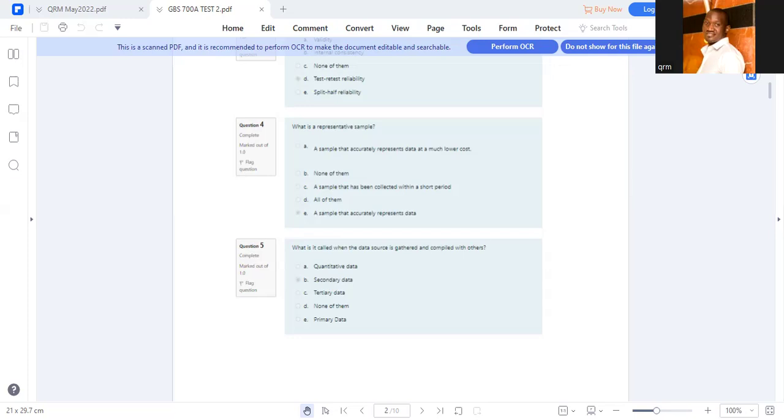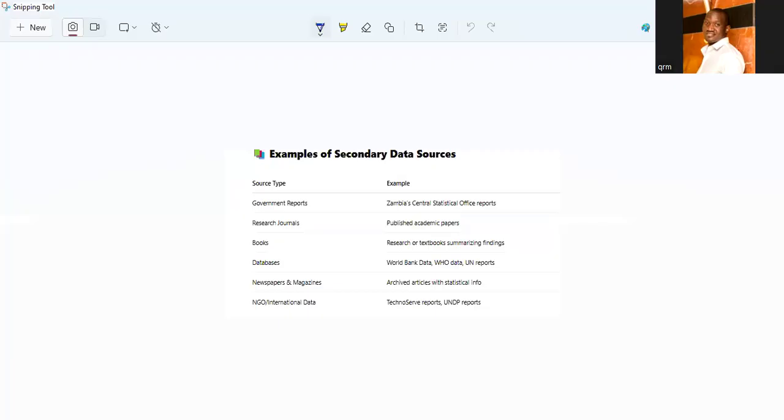Now, there are different types of secondary data that we can look at in Zambia. What are some of the types of secondary data and the sources that we may use for our research? So we can use data from government reports, like the Central Statistics Office, research journals, academic papers, books, databases like the World Bank, newspapers, magazines, NGOs. These are the richest materials we are going to be using.